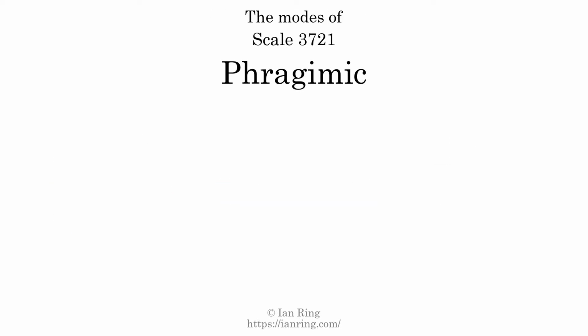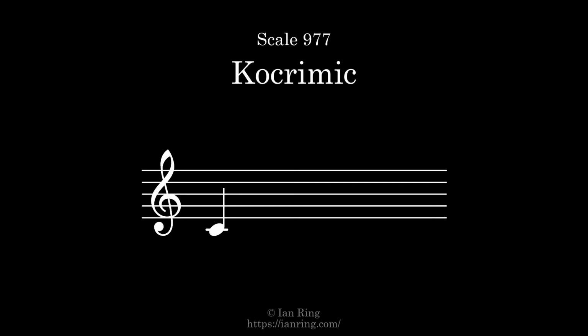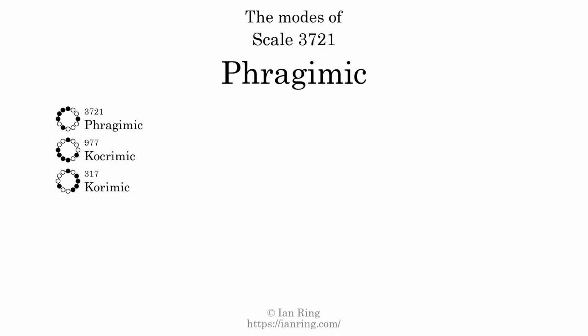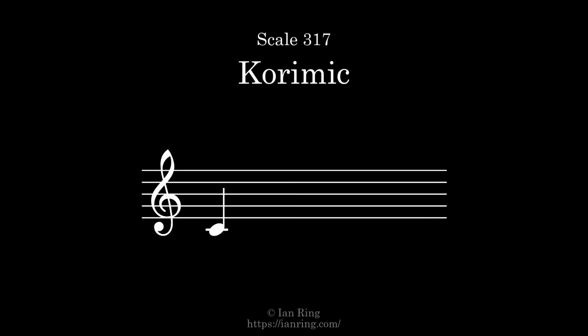This scale has 6 modes. The first mode is itself. The second mode is scale 977, also known as Karimic. It sounds like this. The third mode is scale 317, also known as Karimic. It sounds like this.